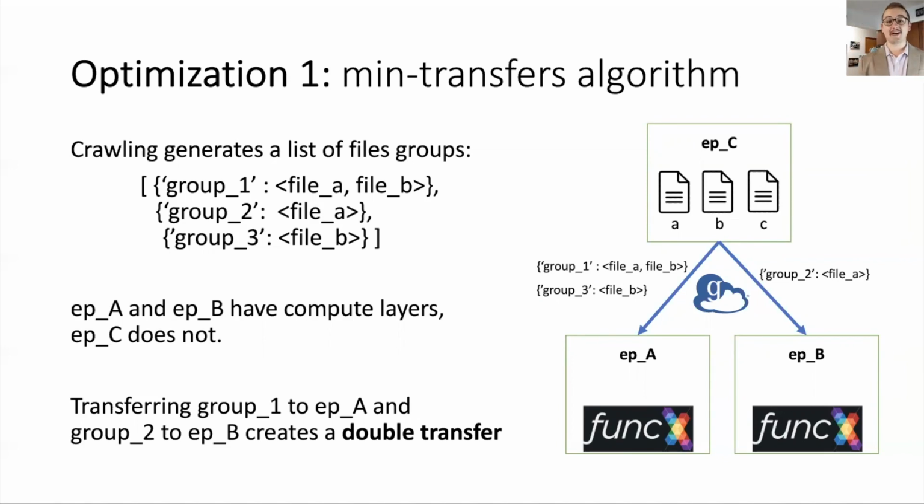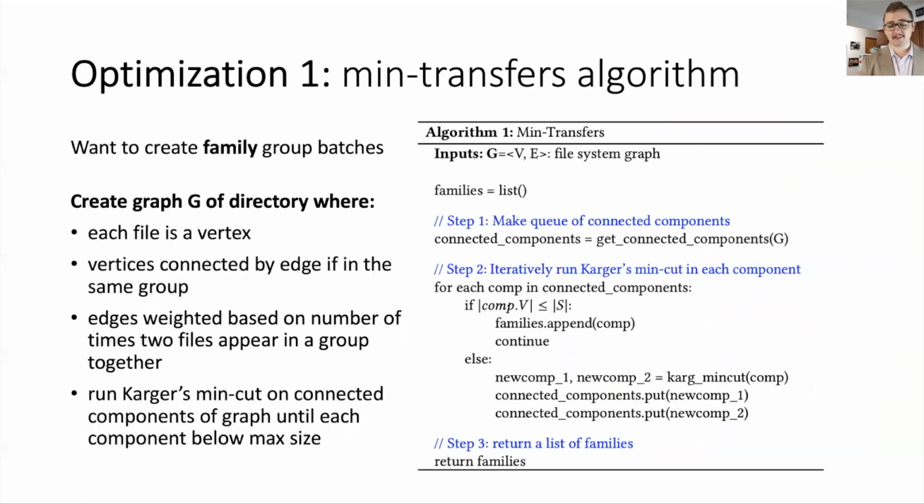file A is transferred twice. And that's what we would call transfer waste or a double transfer. And the min transfers algorithm is supposed to avoid that by creating these batches of families, or we call them families, which is like a collection of groups. There's too many batch names, I think. Maybe next time we'll just have tiers of batching or something.